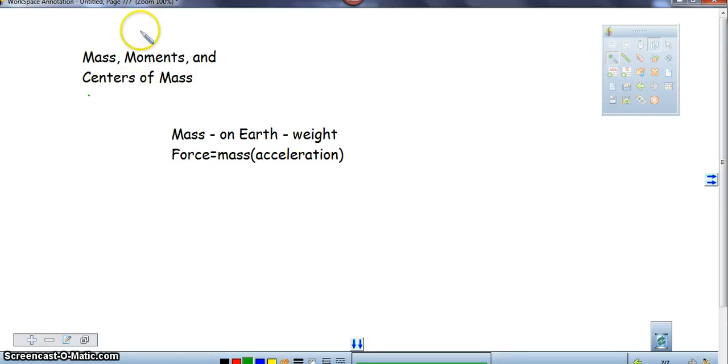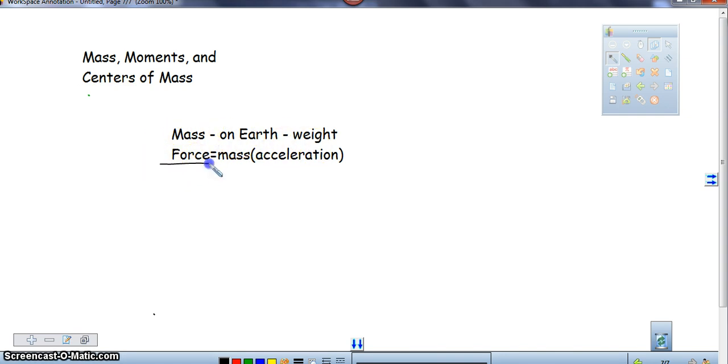Okay, we have to look at mass, moments, and center of mass. I'm assuming those of you who have been through physics have talked about mass before. On Earth, we associate mass as a weight because of Earth's gravitational pull. Technically, the definition of mass is a measure of a body's resistance to change in motion. But because of Earth's gravitational pull, we usually just associate mass with weight.